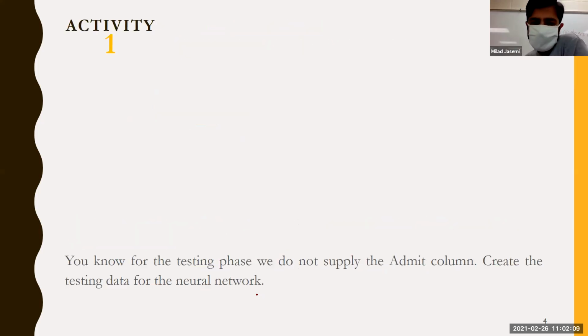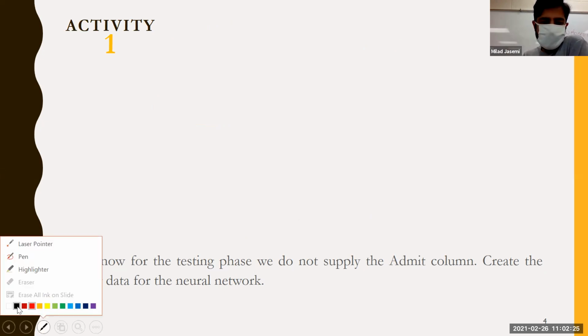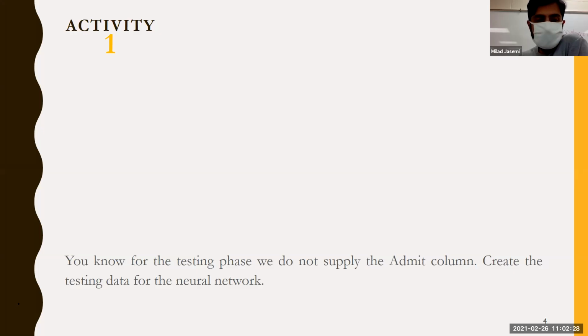Start with this activity. For the testing phase, we do not supply the admit column. Create the testing data for the neural network. Let me explain more what is expected here. It's a very easy one. Whenever we have R, everything is easy.